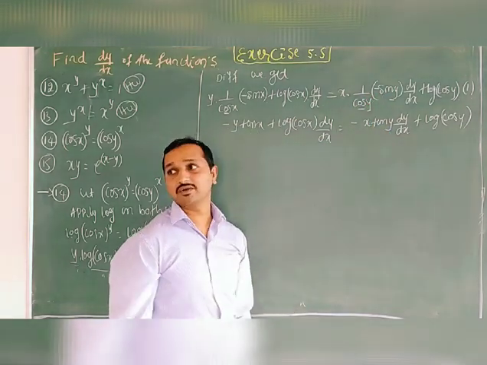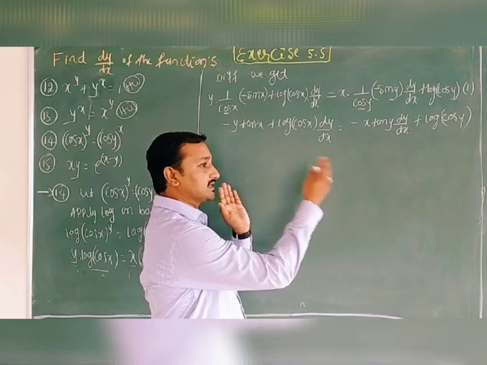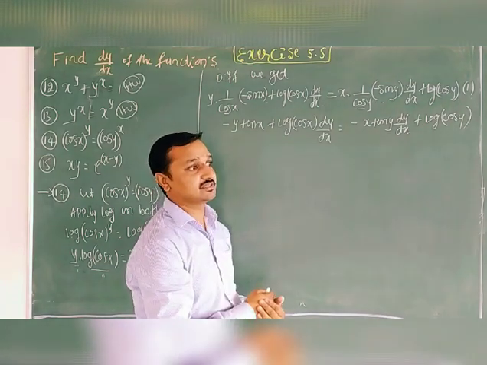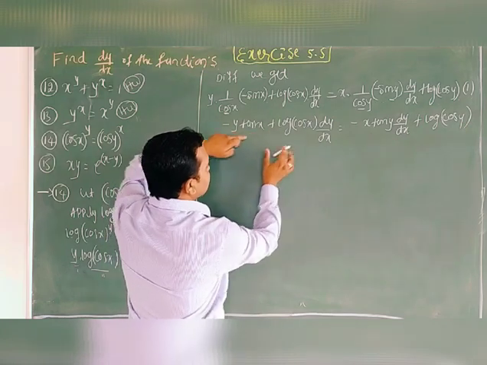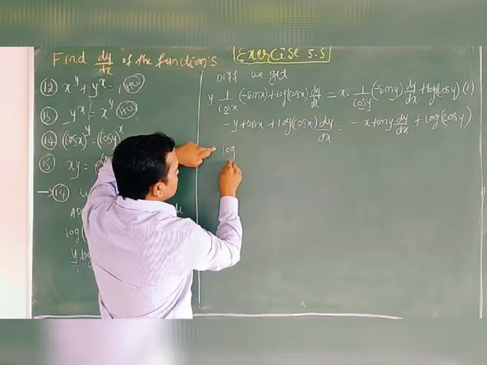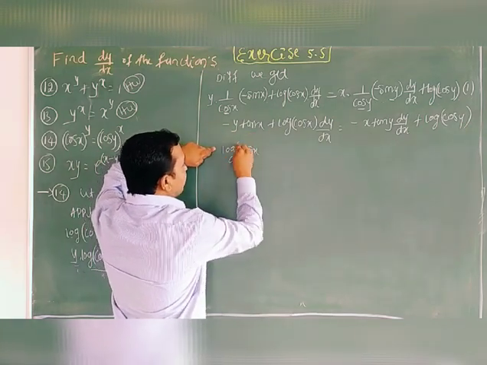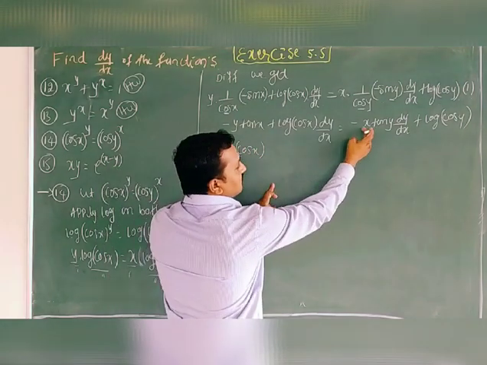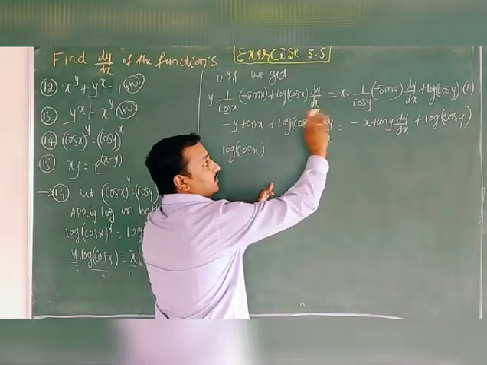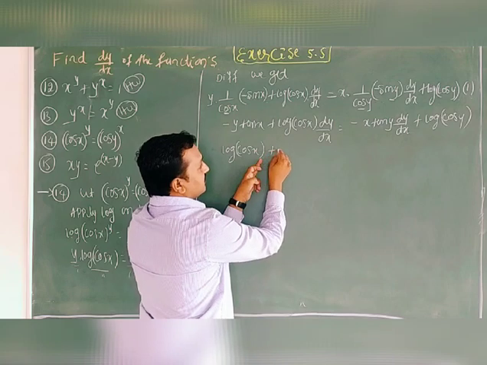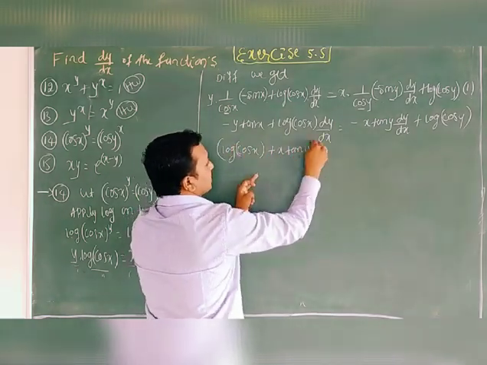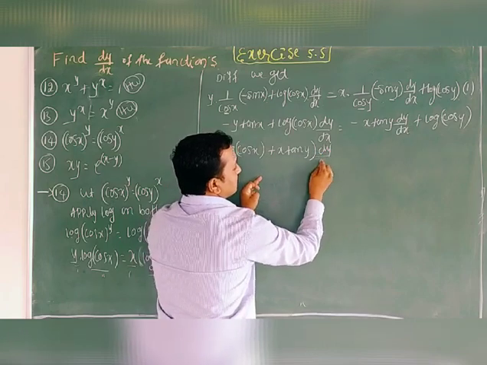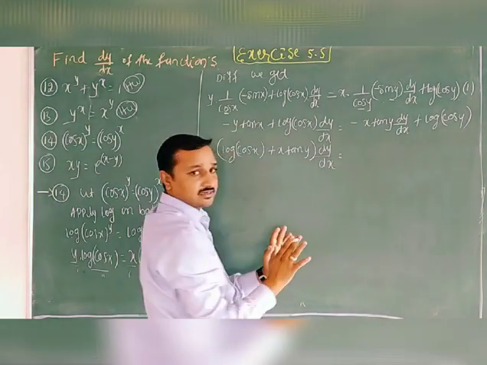Okay, so the next step, what are we to do? Take the dy by dx terms to one side and the other terms to one side. Is that clear? So what are the dy by dx terms? This is the dy by dx term, so log of cos x. This is the dy by dx term, and the minus term shifted to the right-hand side will become plus x into tan y. So both terms have dy by dx. Is that clear?